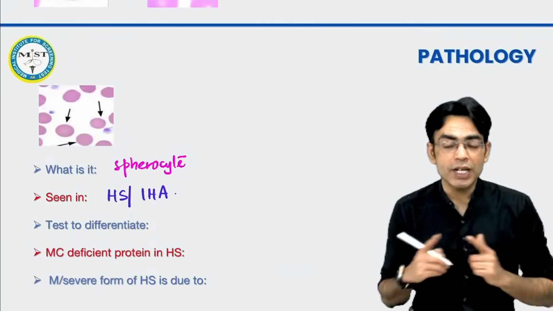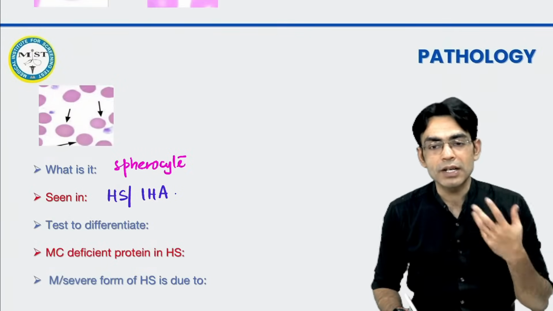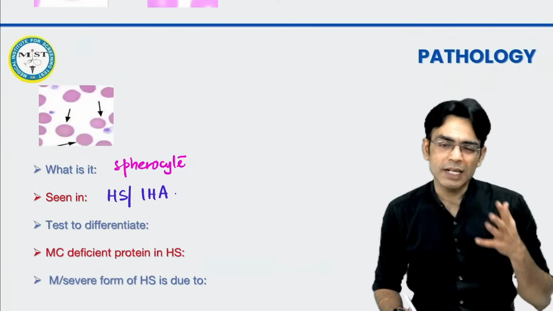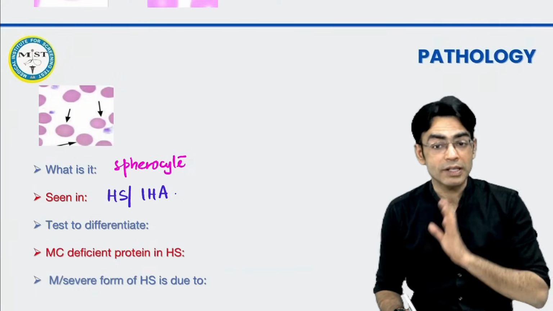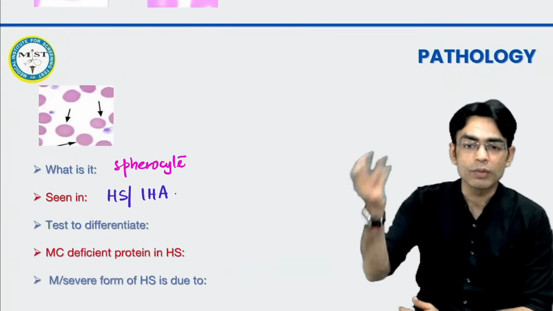How do you differentiate HS and IHA? HS and IHA, look, in HS it's a dominant disorder, autosomal dominant. It is autosomal recessive also, but it's a genetic disorder. Whereas IHA is a hypersensitivity disorder, an autoimmune disorder.